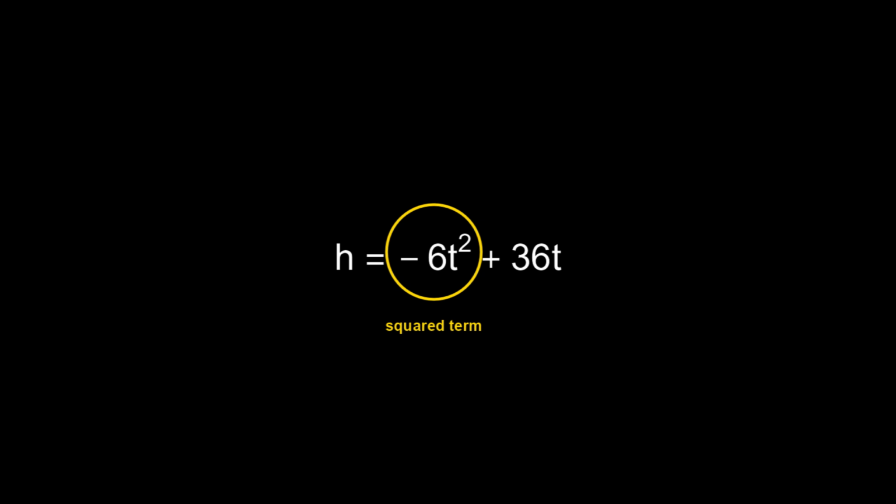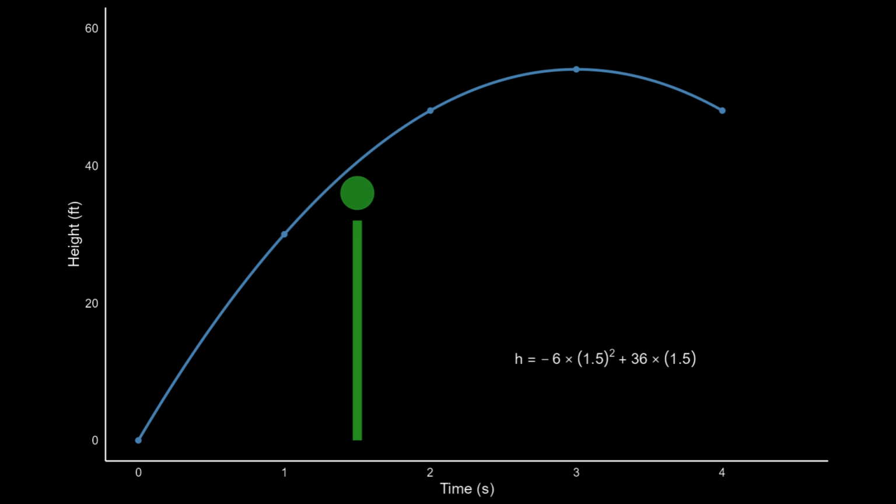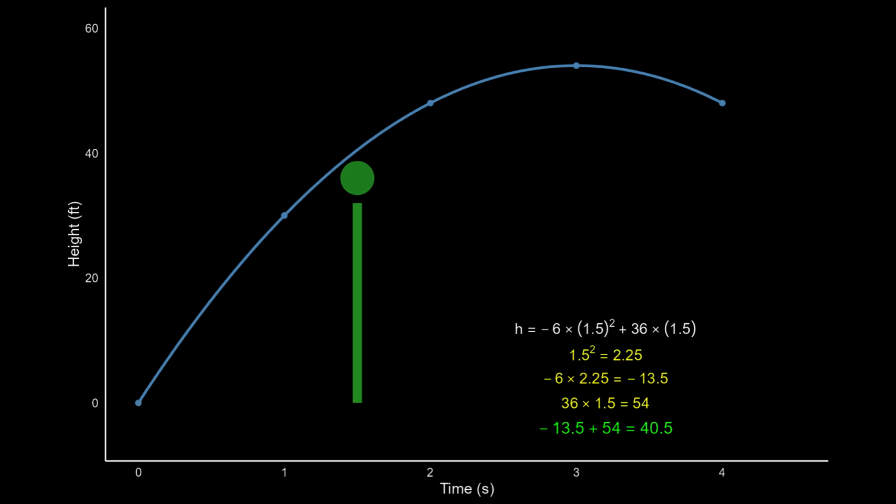Does our ball clear the 40-foot tree at 1.5 seconds? Instead of squinting at a graph, we just plug 1.5 in for t. First, 1.5 squared is 2.25. Multiply that by -6 and we get -13.5. Next, 36 times 1.5 is 54. Finally, add those together. -13.5 plus 54 equals 40.5.